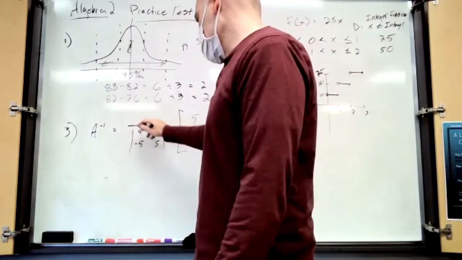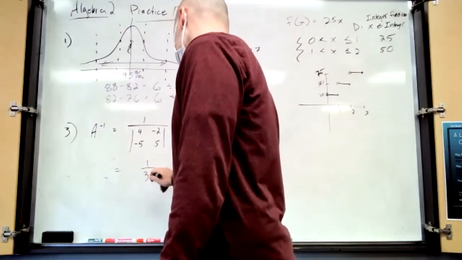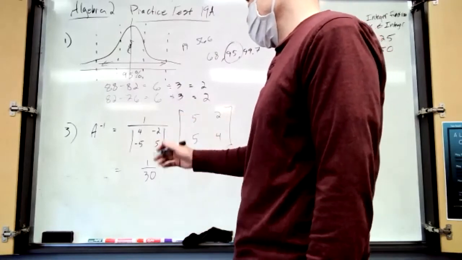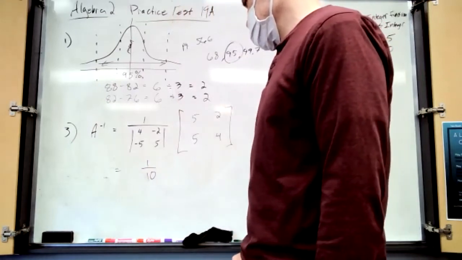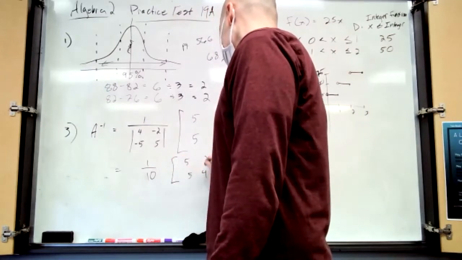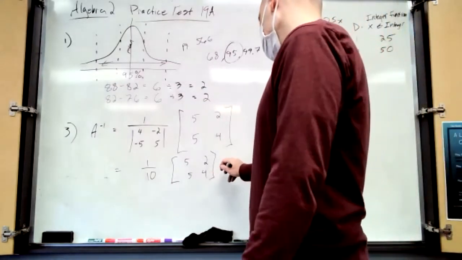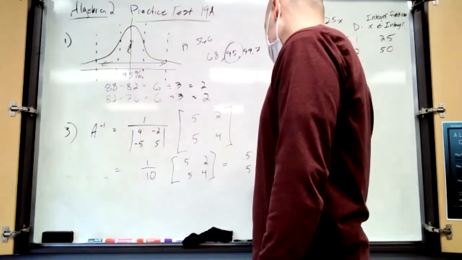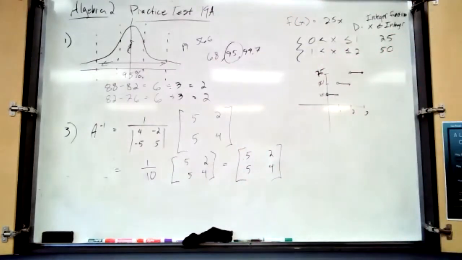All right, so let's do this. 20 minus negative 10 is 30. So this is 1/30th. 20 minus 10. It's 10. 20 minus 10 is 10. And then we've got 5, 2, 5, 4. And it's nice when you multiply by 1/10 because you're just moving the decimal over one place. So your final inverse function is 0.5, 0.2, 0.5, 0.4. Okay? Here's your inverse function.